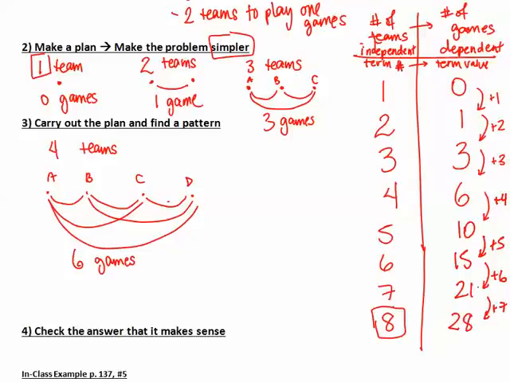So let's just check to see if it makes sense. So check the answer that it makes sense. Well, does it make sense that 28 is the highest number? Yes, it does. Does it make sense that we're increasing every time we increase a number, another team? And it does, because when you include another team, that team has the other people before it, or from before. So if we added that eighth team, that's why we had to add that 7. So by looking at this, it kind of makes sense that my answer is 28 games. So 8 teams will play a total of 28 games.